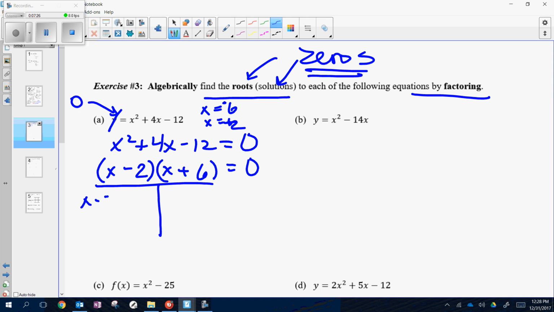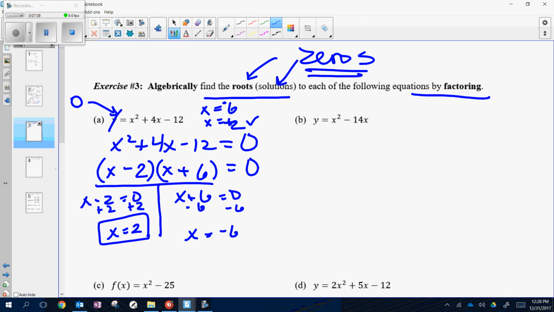So then x minus 2 equals 0. Add 2. X equals 2. That's what we saw on the graph. X plus 6 equals 0. Subtract 6. X equals -6.